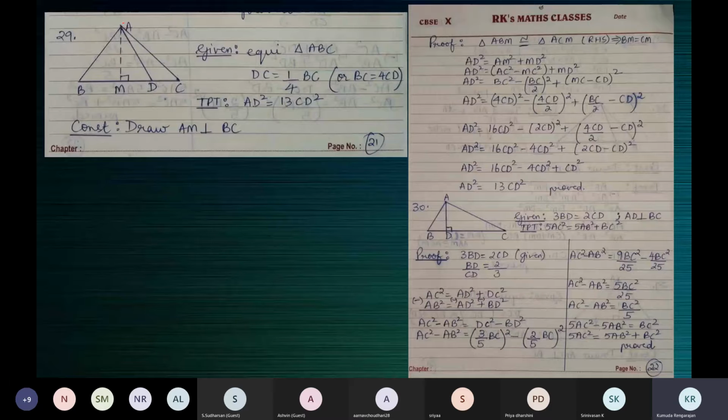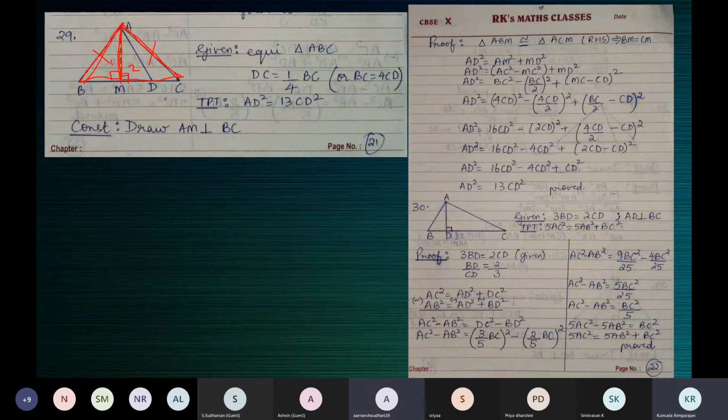So in right triangle AMB and right triangle AMC, this is 90, right, by construction? Yes, ma'am. Angle 1 is equal to angle 2 by construction. And then AB is equal to AC, because it's an equilateral triangle, all the sides are equal. AB is equal to AC, hypotenuse equal. Hypotenuse in both the triangles are equal. And AM is the common side.